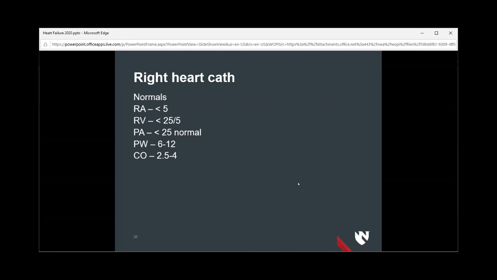So he went and he had a right heart cath. So these are normals for your right heart catheterization: an RA less than 5, RV less than 25/5. Your pulmonary artery mean should be less than 25. Your wedge should be about 6 to 12, and cardiac index 2.5 to 4 is normal. But honestly, if we're 2.2, 2.3, we're doing okay.